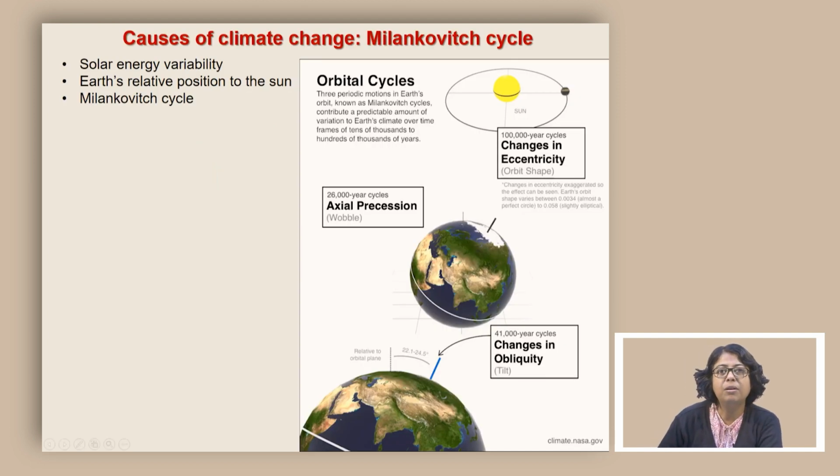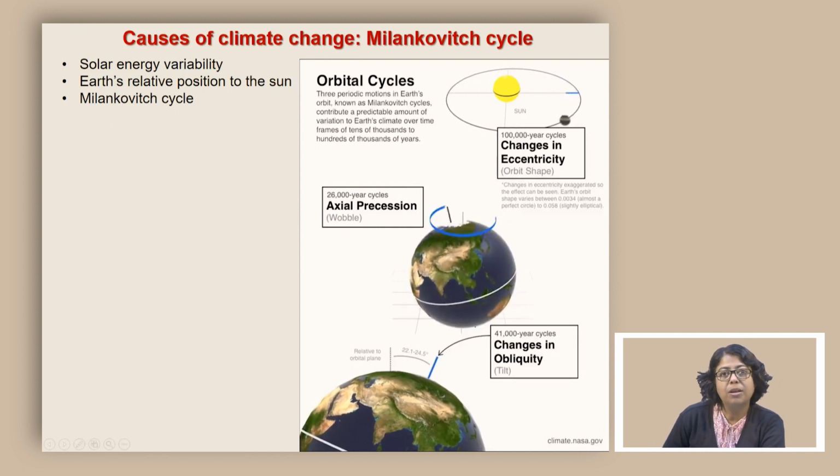So, one of the major natural changes in climate is caused by the Earth's relative position to the Sun, and this is in summary called Milankovitch cycle. So, it has different aspects to it. Let us try to understand a bit about it.